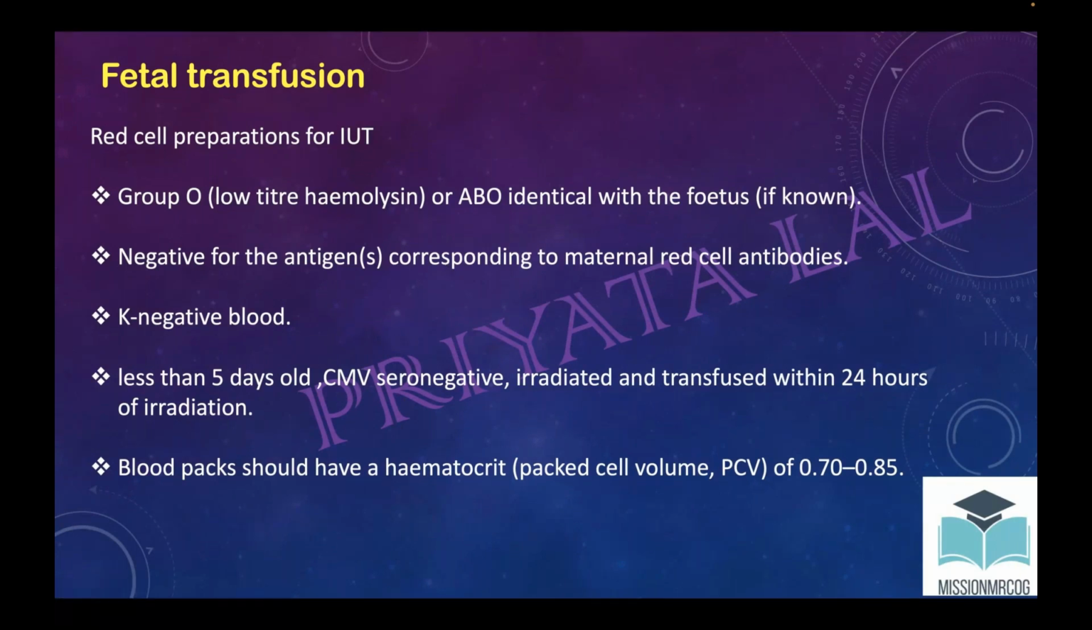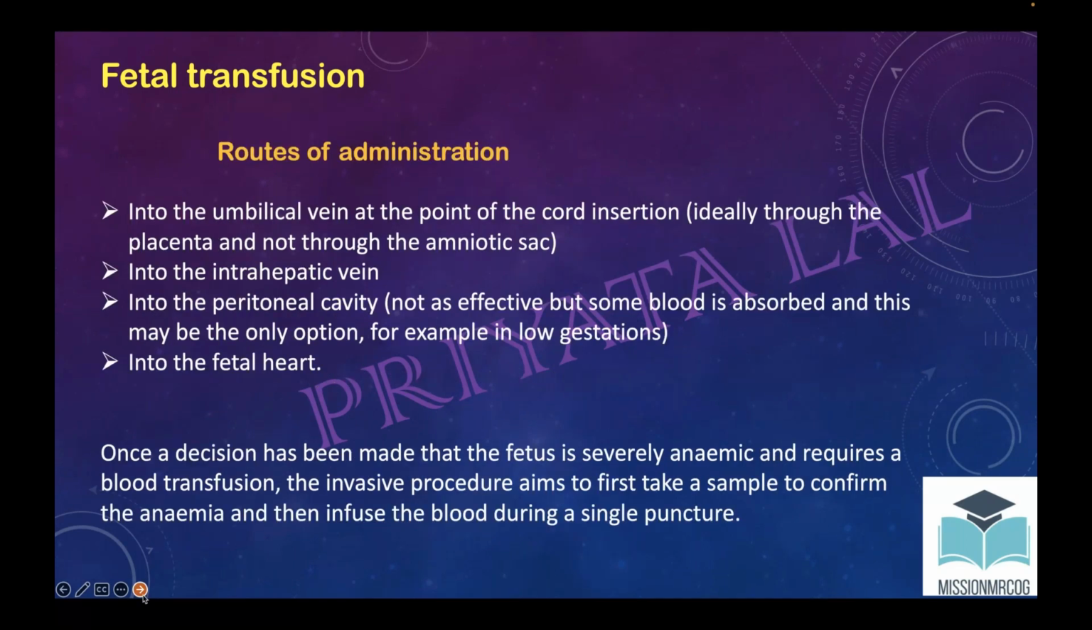It should be less than 5 days old for fetal transfusion, CMV seronegative, and irradiated, transfused within 24 hours of irradiation, and the hematocrit will be 0.7 to 0.8. Though I have not seen a question, in Part 2 people may get anything from here. So these are the requirements if intrauterine fetal transfusion is done. Now what are the routes of fetal transfusion? It is not in the guideline, but I just want to give complete knowledge about the topic.